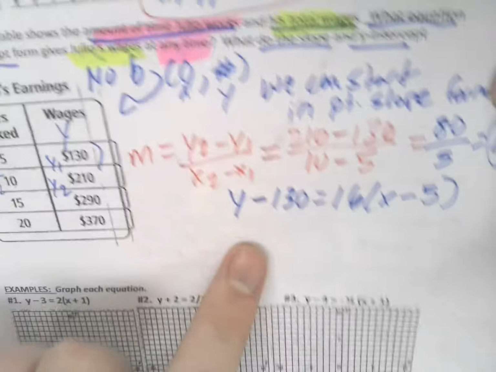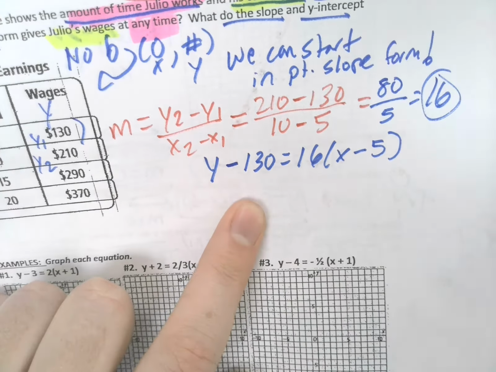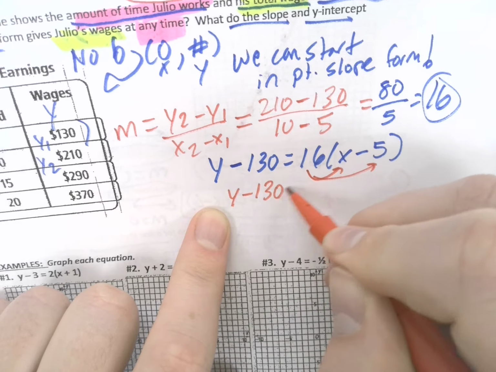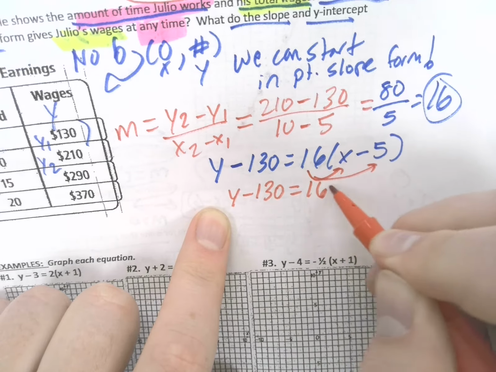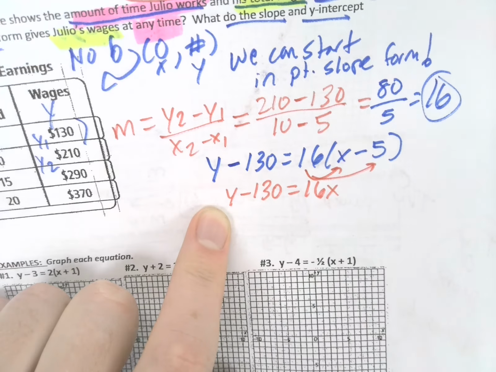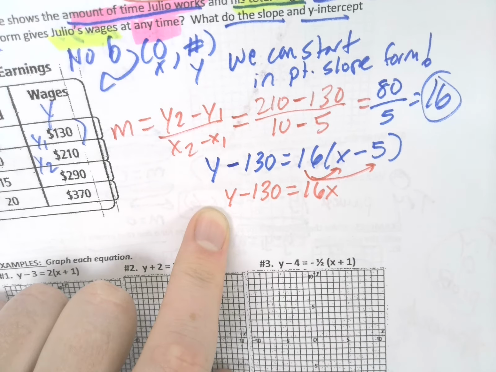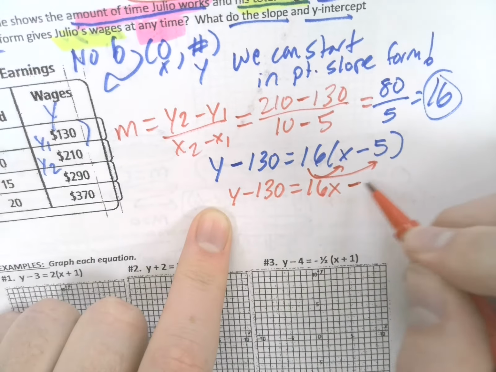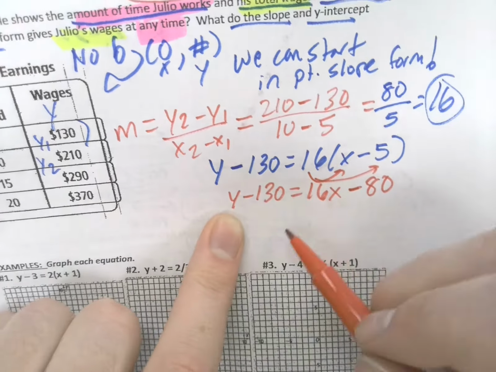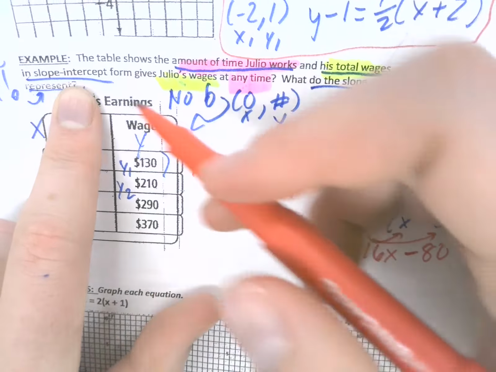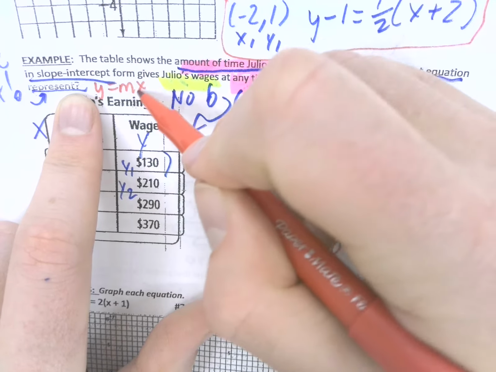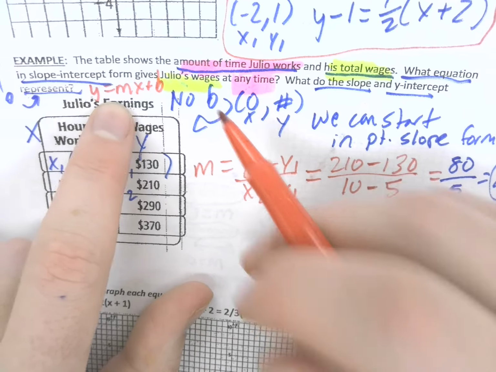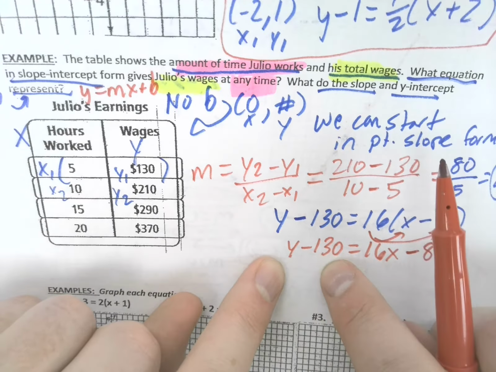I look back and I say, all right, let's do it. We'll distribute. So y minus 130 equals 16 times x, 16x, 16 times negative 5. Do that in your calculator. Hey, that's going to be negative 80. And we're so close to slope-intercept form. Remember, that is y equals mx plus b. So close. We got to get y by itself, though. And right now we got y with our negative 130 chilling here.